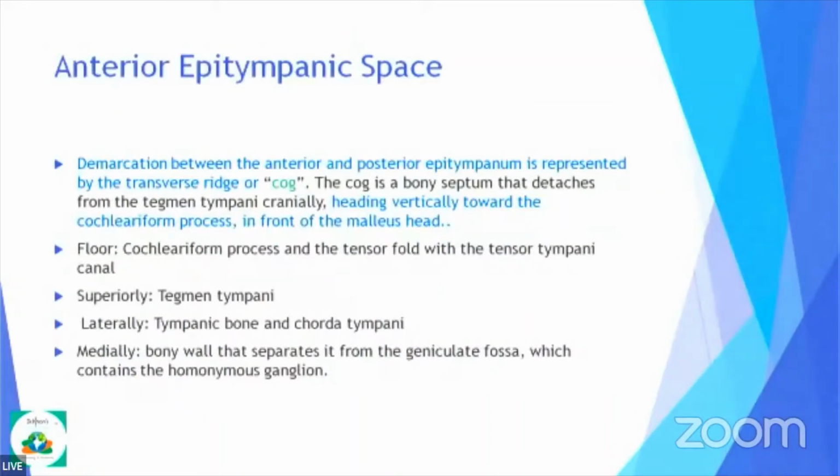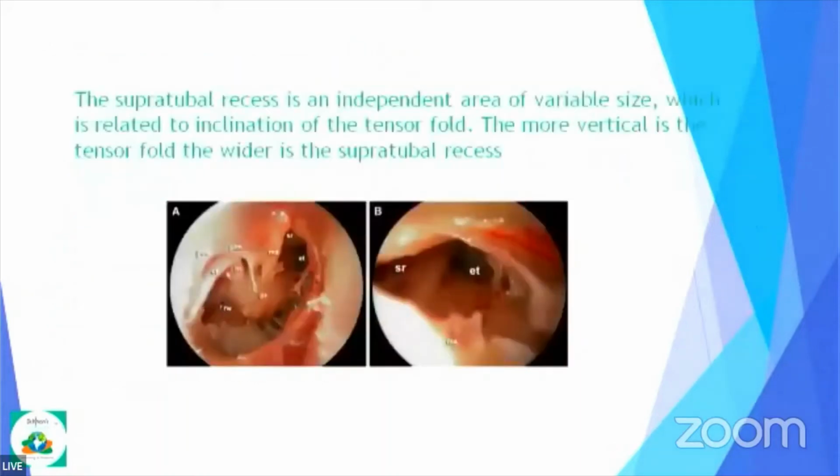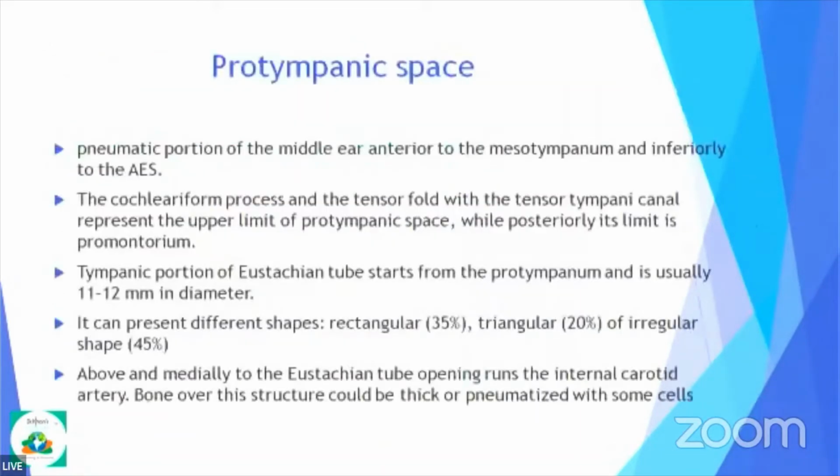I've already talked about the fog and the anterior epitympanic space. I wouldn't go much into details of that. So coming to the protympanic space, the pneumatic portion of the middle ear which lies anterior to the mesotympanum and inferior to the anterior epitympanic space, is the protympanum.